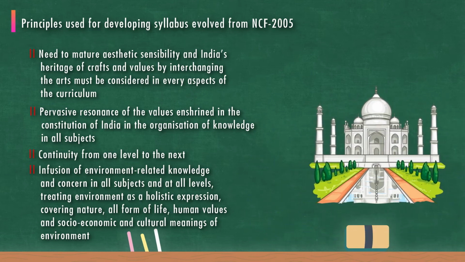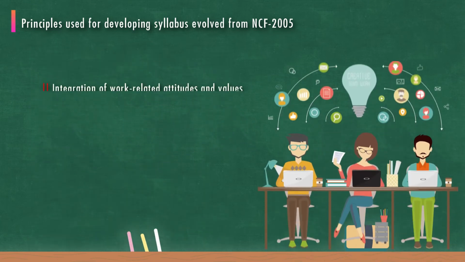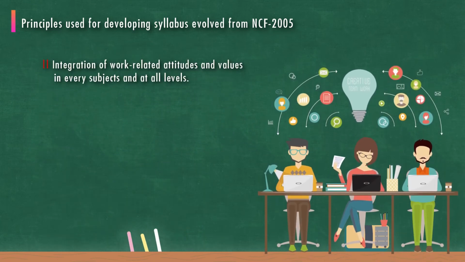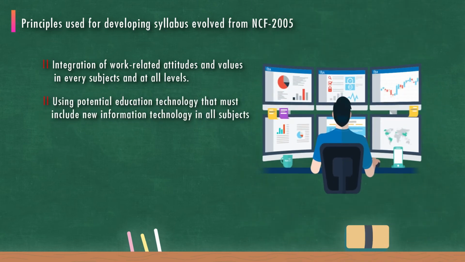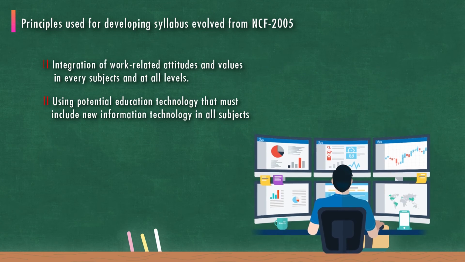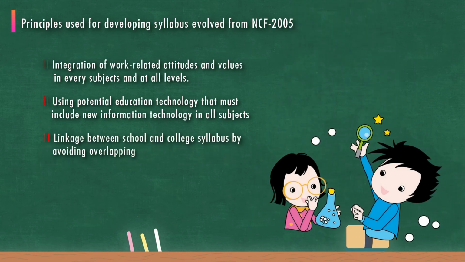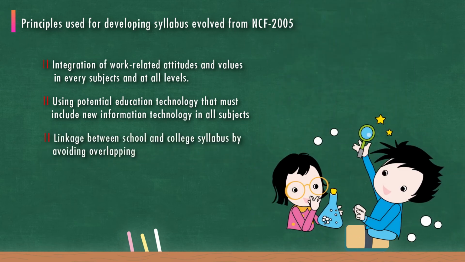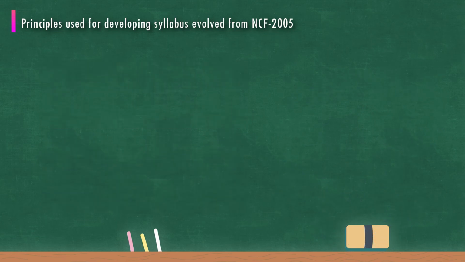covering nature, all forms of life, human values and socio-economic and cultural meanings of environment; integration of work-related attitudes and values in every subject and at all levels; using the potential of education technology, which must include new information technology, in all subjects; linkage between school and college syllabus by avoiding overlapping; flexibility and creativity must be encouraged in all areas of knowledge and must be constructed by children.